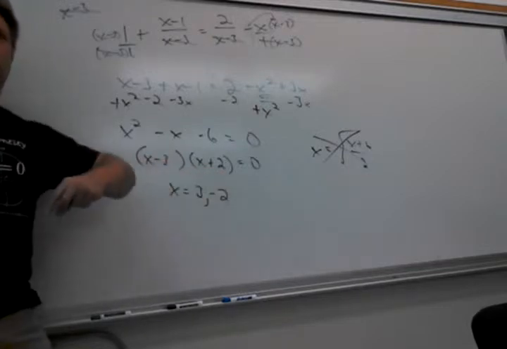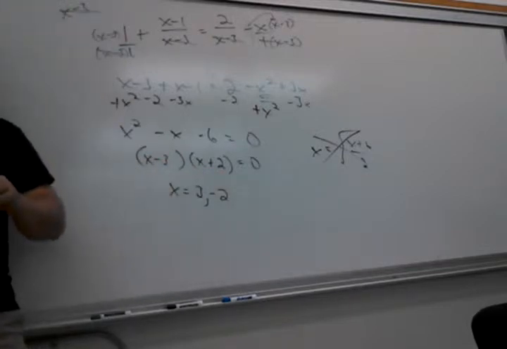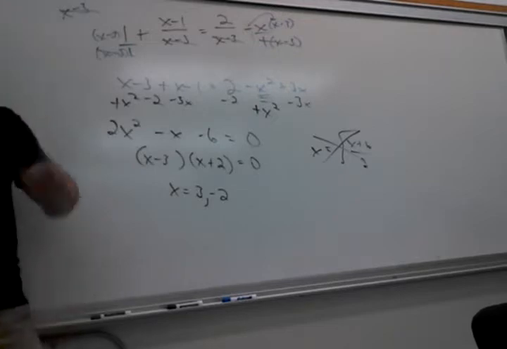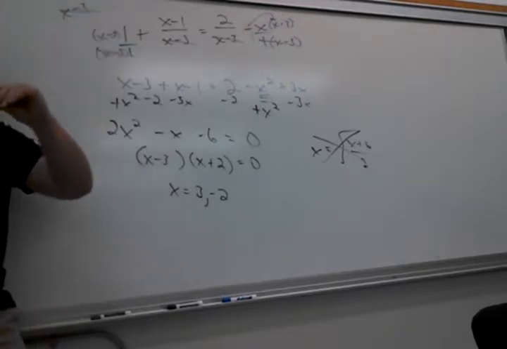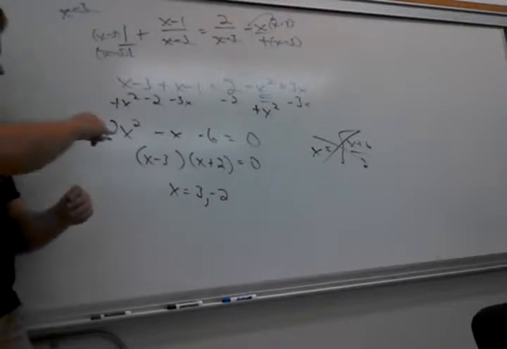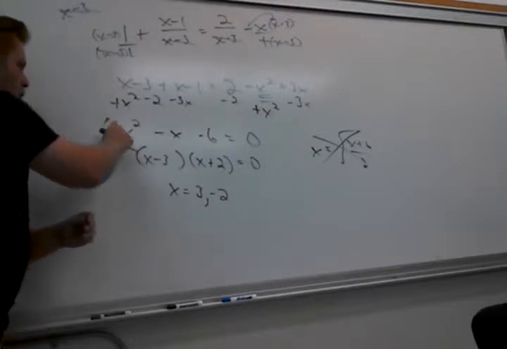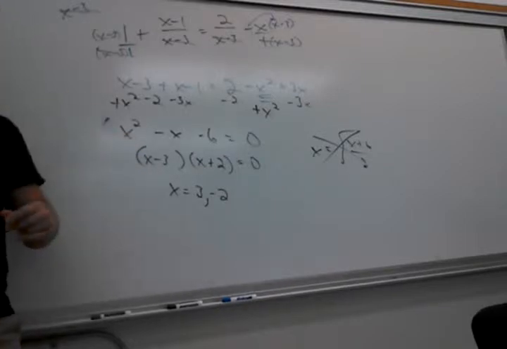Negative 3 and 2. Put them in. You're done. It's only if there would have been a 2 out there that I would have had to break the middle term up and group it. That's what you're saying, right? Yeah. But if there's a 1 out front, I'm done.